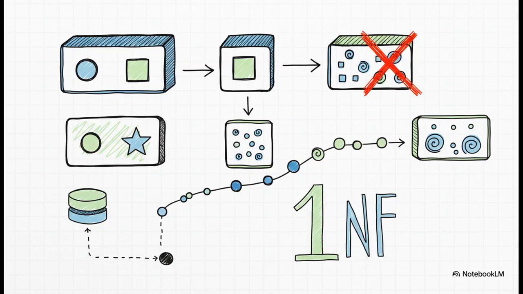So step one is getting your data into first normal form, or 1NF. This is the first and honestly the most important rule of normalization. Every single cell in your table has to hold one and only one value. Just think of it as the no lists allowed in cells rule. Every little piece of data needs its own personal space.